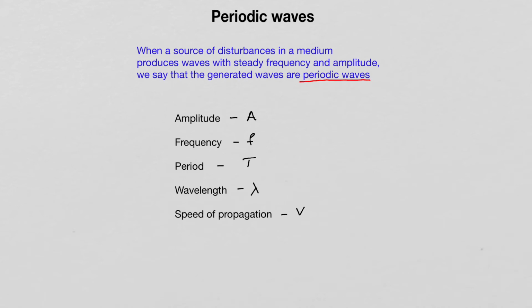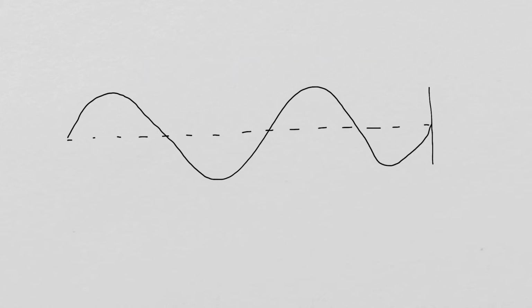Periodic waves are characterized with the following parameters: amplitude A, frequency f, period T, wavelength lambda, and speed of propagation v. Let's explain what these parameters mean in terms of periodic waves. So I have a rope, and a periodic wave is generated on the rope.